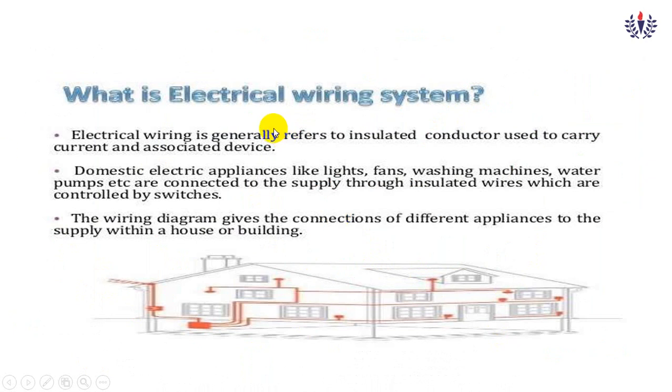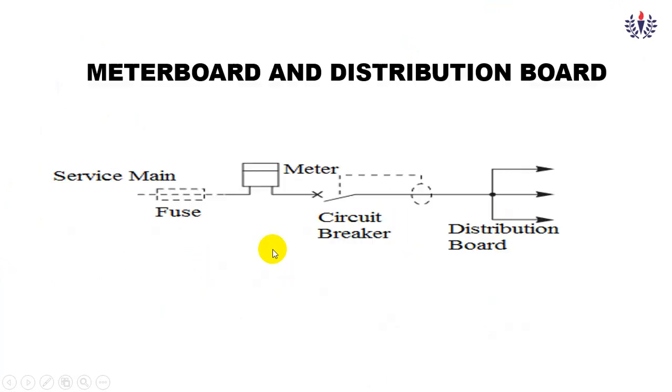The next one: what is electrical wiring? Electrical wiring refers to the insulated conductor used to carry current to the associated device. As I told, from these wires it has to go to the kitchen, to the bedroom, everywhere. So for that we need a wiring system. Domestic electric appliances like light, fan, washing machine, and water pumps are connected to the supply through insulated wires which are controlled by switches. So this is nothing but the wiring diagram.